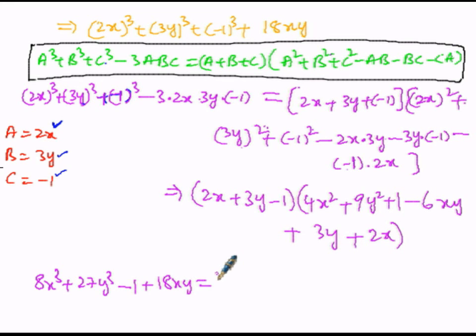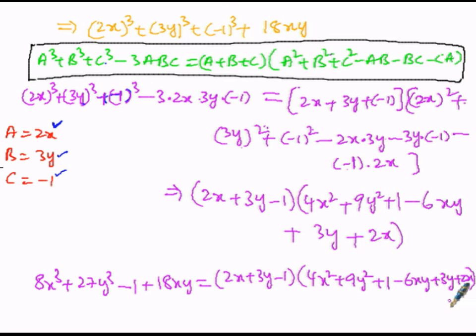So here we got the factors as these: one is 2x + 3y − 1, the other factor is 4x² + 9y² + 1 − 6xy + 3y + 2x. So this is the second factor. In this manner 8x³ + 27y³ − 1 + 18xy is factorized as 2x + 3y − 1 as first factor, and 4x² + 9y² + 1 − 6xy + 3y + 2x as the second factor.